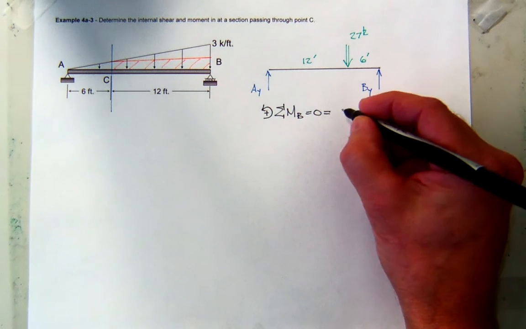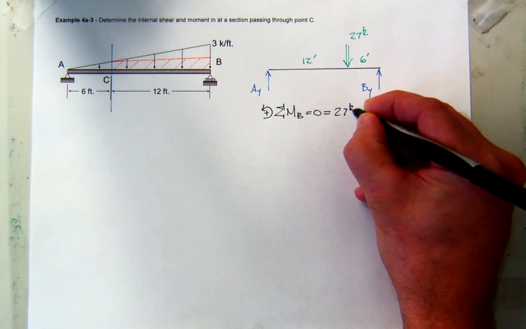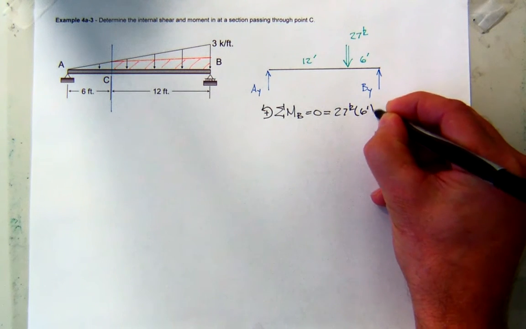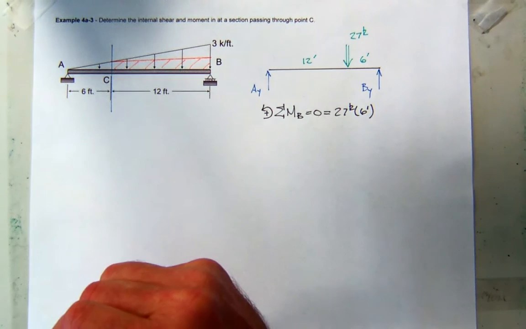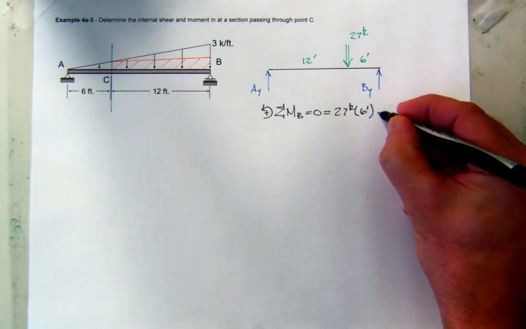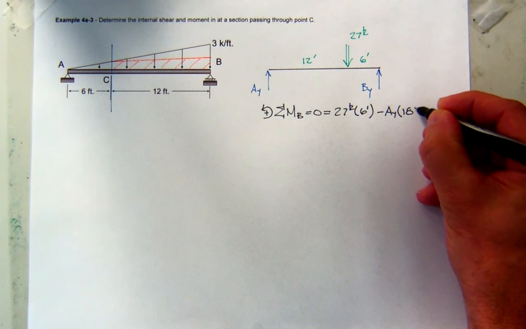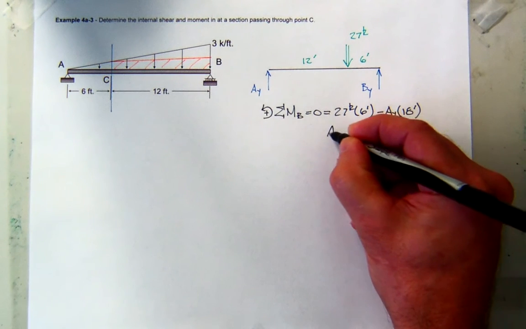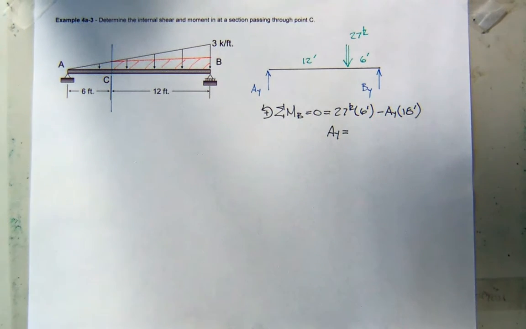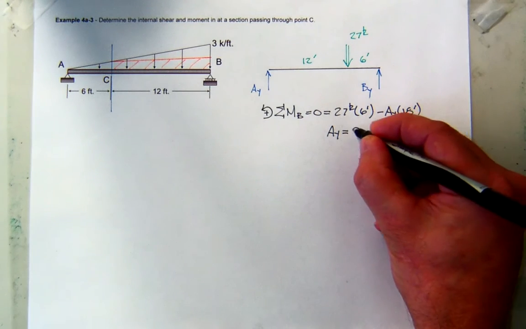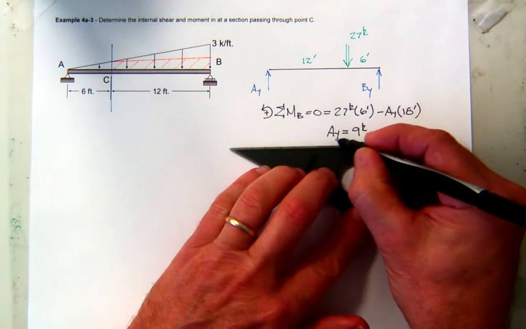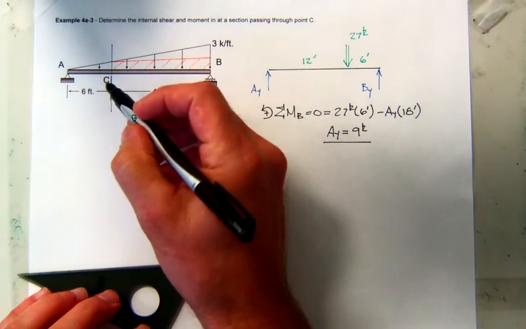Positive, thank you. So that's 27 kips times a moment arm of 6. And then the reaction at AY creates what kind of moment? Negative. Moment arm of 18. So I should be able to solve for AY. I think AY will be 9. Is that right? Yes, 1/3 of 27 is 9. Okay, cool.